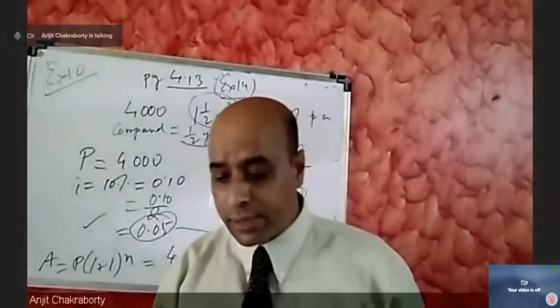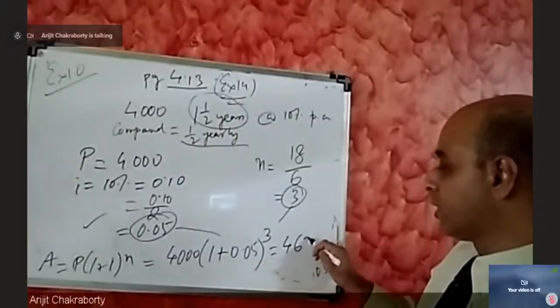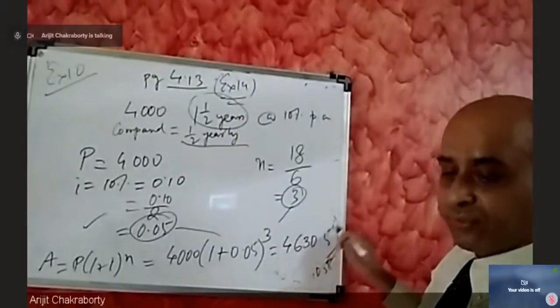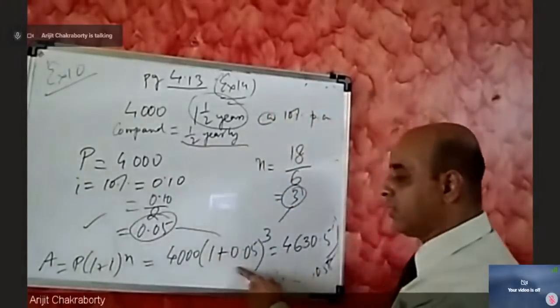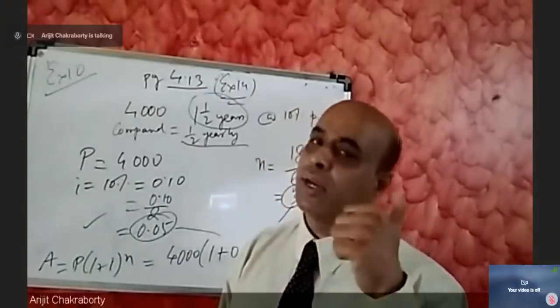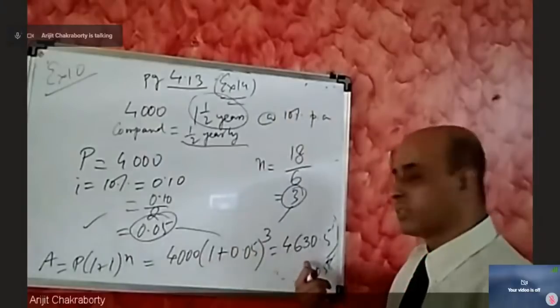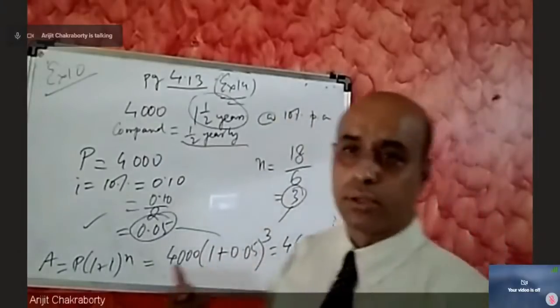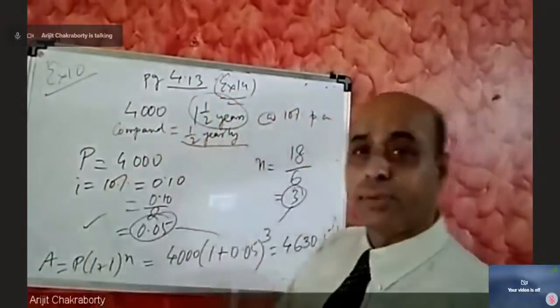So if we calculate this, it will come to 4,630.5. Right? So how to calculate? 1.05 multiplied by 1.05 multiplied by 1.05, and if you multiply it with 4,000, simple case, 4,630.5. So this is the amount you are getting after 1.5 years.